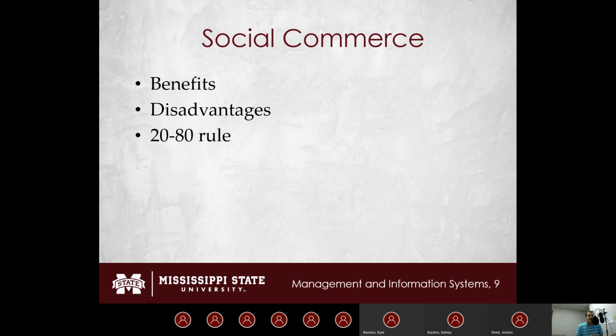Let's also talk about social commerce, though. We talked about social media some and its basic uses. Y'all are probably pretty familiar with that, I'd like to think. If you're not, there's not many questions on the test about social media. But the whole idea behind social commerce is the exchange of goods and services online.